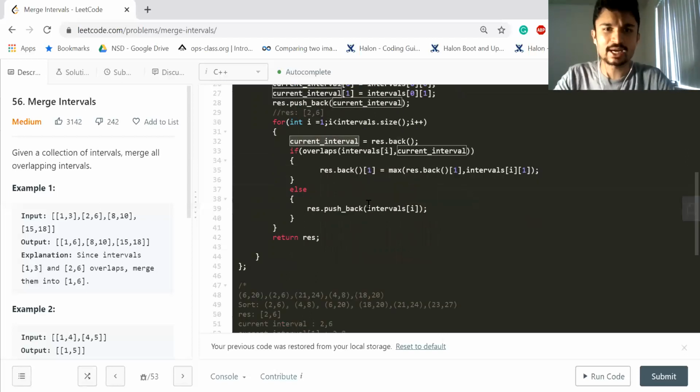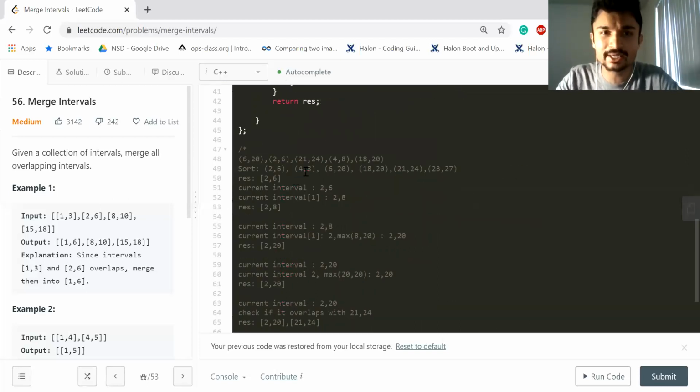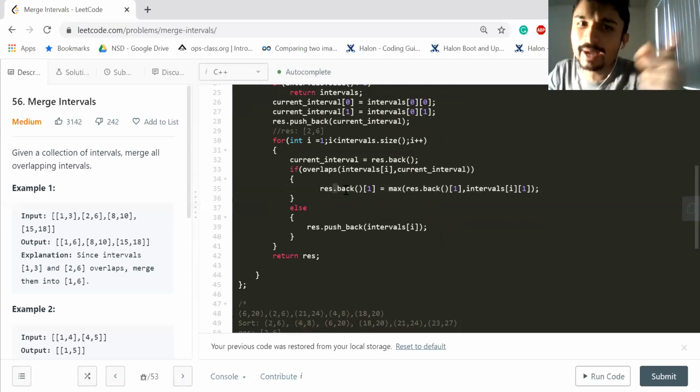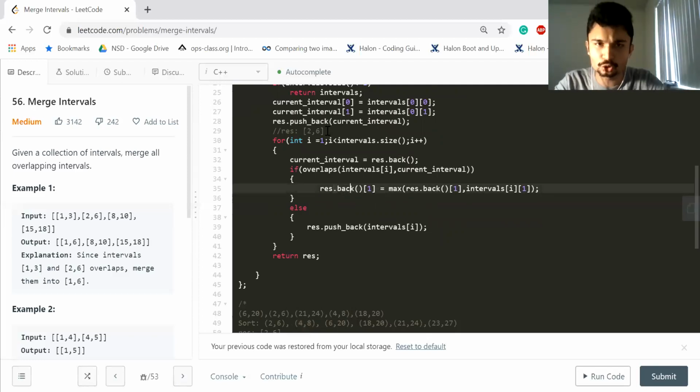So the current interval is 2,6. What is intervals of i at this particular moment? Remember, i is 1. So it's 4,8. So 4,8 and 2,6, do they overlap? Yes, they do overlap.